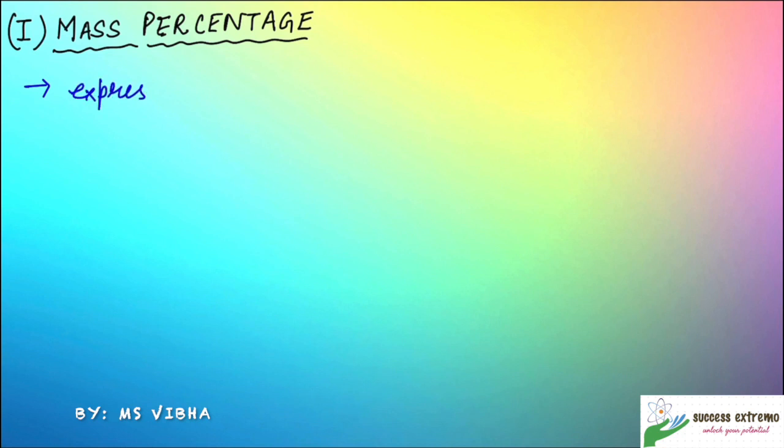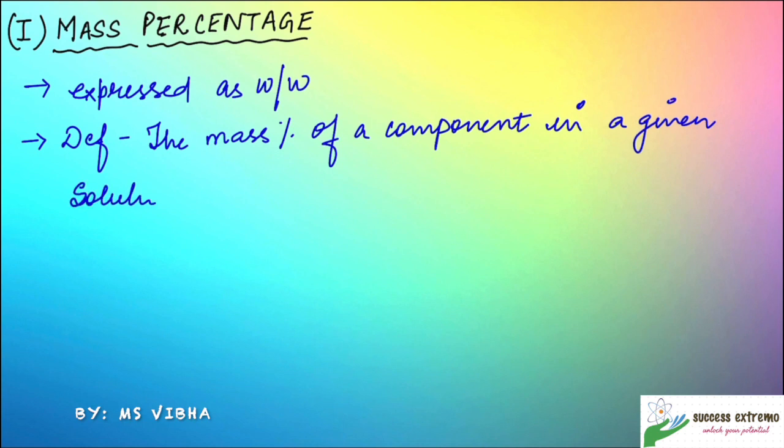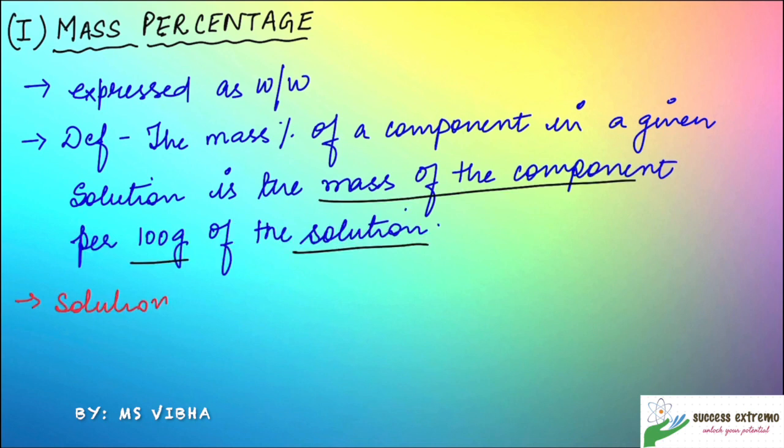The first is mass percentage, which is expressed as W by W, and the mass percentage of any component in a given solution can be defined as the mass of the component per 100 grams of solution. The important point here to remember is that we need to take the mass of the solution and not the volume of the solution. And if I'm saying the mass of the solution, that means the units for the solution should be in grams.